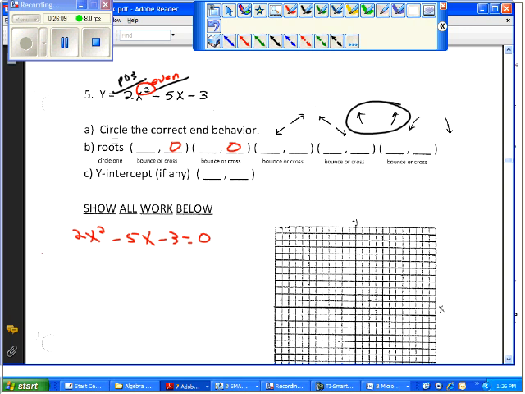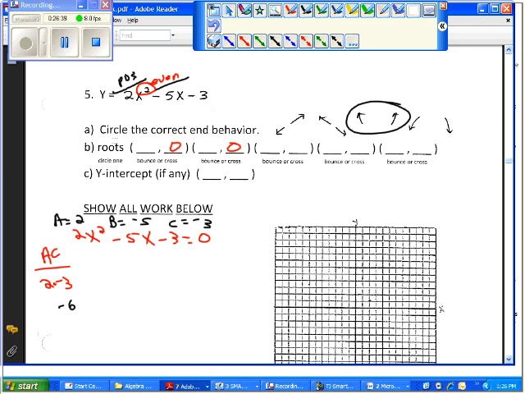All right. So the AC method of factoring, the first thing you do is multiply your A, which is 2, times your C, which is negative 3. 2 times negative 3. Understand that? So my A is 2, my B is negative 5, my C is negative 3. I'm going to take my A of 2 times my C of negative 3, and I'm going to get a negative 6.